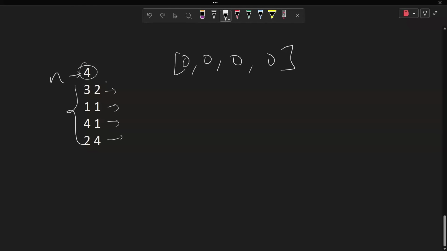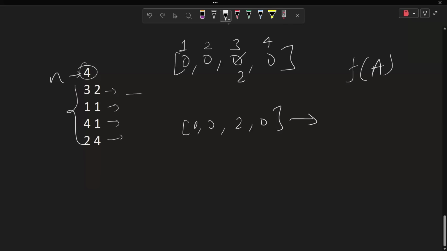So after the first event, let's take one-based indexing, you would say that at index 3, replace the value by 2. So you would replace this value by 2. Now, after this, your array has become 0, 0, 2, 0. Now, for this array, what is the value of FA? That you have to answer here.